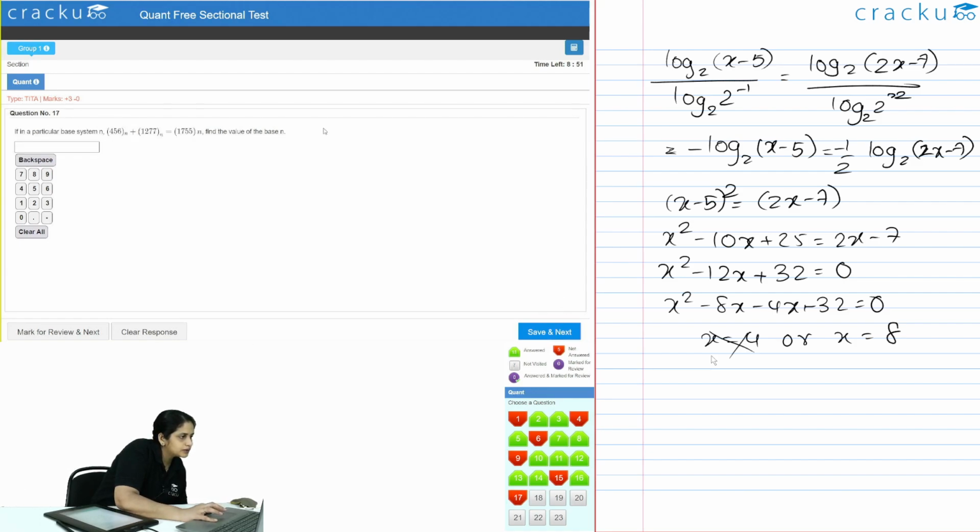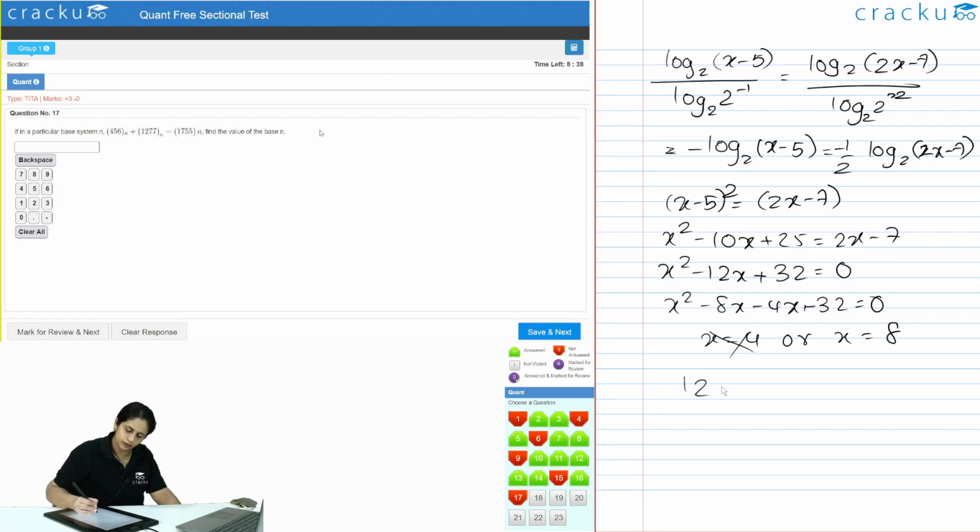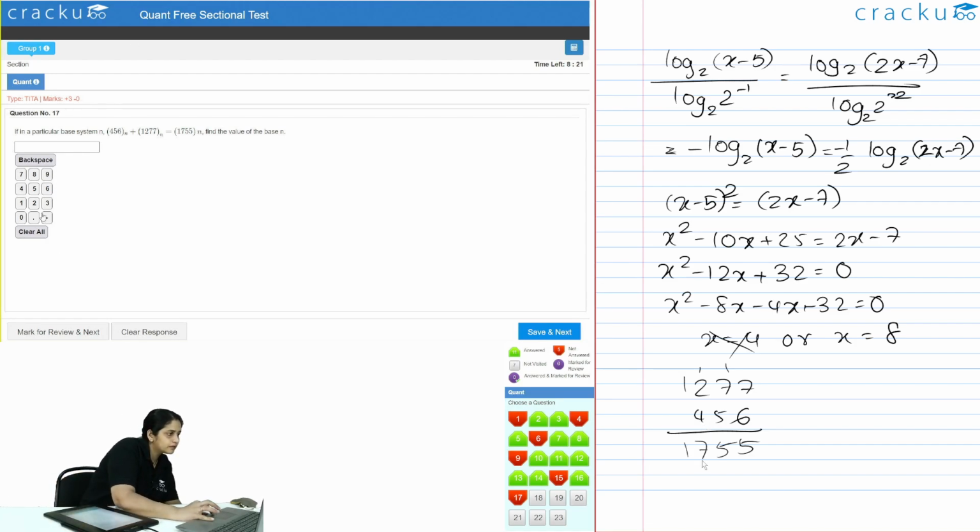In a particular base system, find the value of base 10. So we have digits up to 7. Let's consider 8 or 9. So if you have 8, you have 1, 2, 7, 7 and 456. In 8, this is 13, 13 would be 5. Yeah, this is base 8. So this is 15, 12, 13, 13 again 5. This is 7. Yeah, so this is base 8.